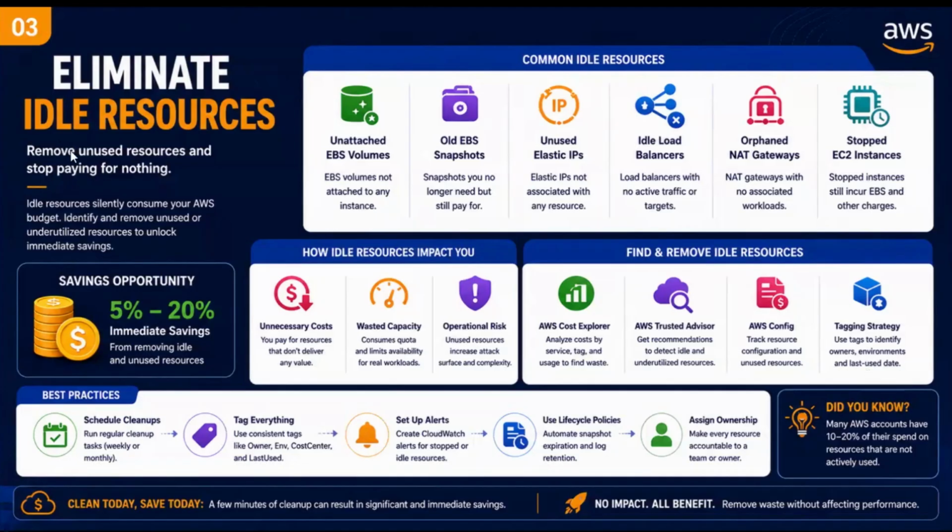Eliminating idle resources helps you get savings immediately, 5 to 20% from cleanup alone. This is the fastest and lowest risk opportunity you can get, and it does not affect performance at all. Best practices are to schedule cleanup, tag everything, set up alerts, use lifecycle policies, and assign ownership. With these processes and steps you can eliminate idle resources without affecting the performance of your environment. So this is eliminating idle resources, and now we go to Savings Plans.